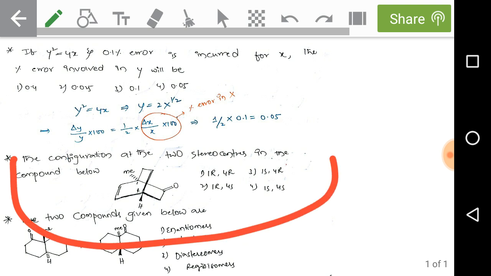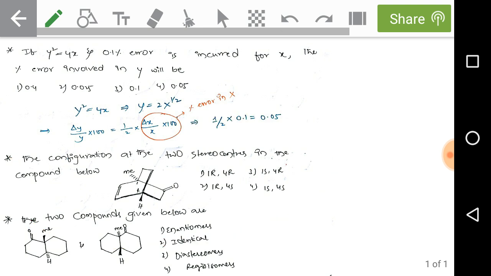Okay, the configuration at the two stereo centers in the compound below. So here this is 1 and this is 4. At 1, we need to give the RS notation. The first priority goes to this, the second priority goes to here, the third priority for this, and the fourth priority for the backside methyl group. Just give the priority direction, it is clockwise. With the least priority methyl group at the backside, we can say it is R. So 1R.